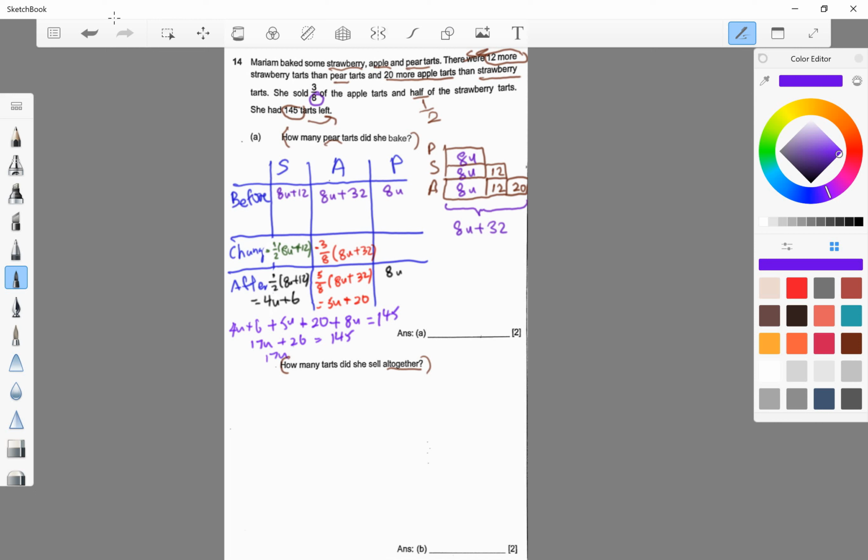And 17 units in this case will be 145, subtract away 26. Okay? 145 minus 26 gets us to 119. And we will definitely need to find out what is the value of 1 unit. So 1 unit in this case will be 119 divided by 17. So if I were to proceed with that, my answer will be 7.